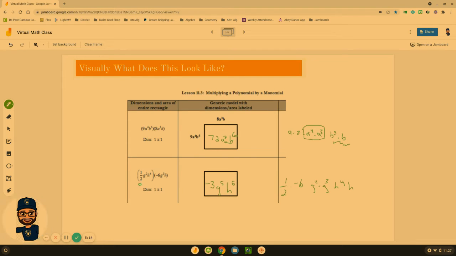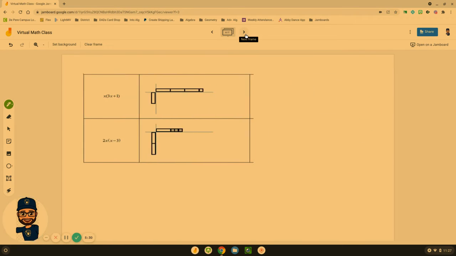So again, we're multiplying those leading coefficients, and then we're going to add the exponents because they've got the same base. And this is true in this case because it's a 1 by 1. Everything is just being multiplied together in both of those examples. Now, what happens when we expand this a little bit and go to what might be a monomial times a binomial?